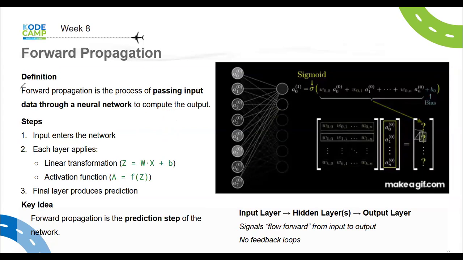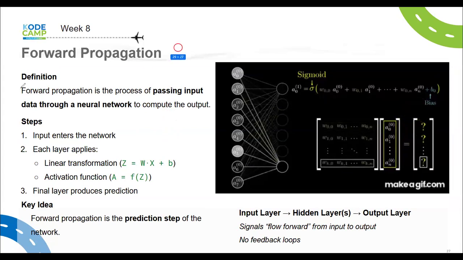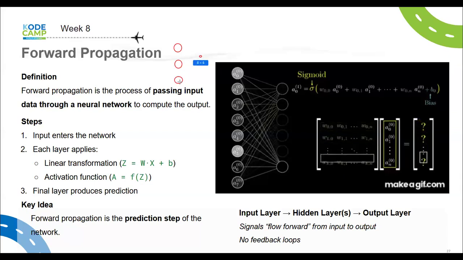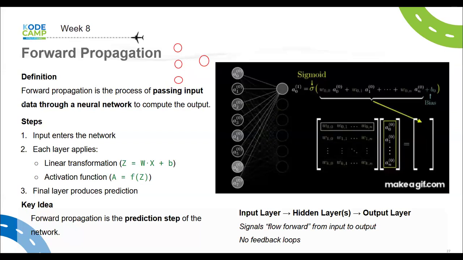Let's just look at a very simple setup where you have three input neurons, right? In the input layer, three neurons in the input layer. Okay, and you have just one neuron in the next layer, which is the hidden layer.